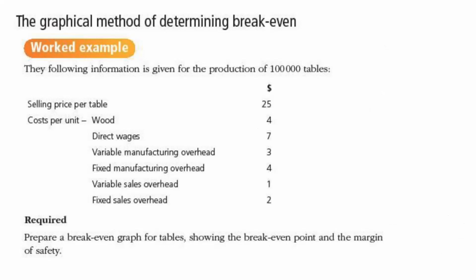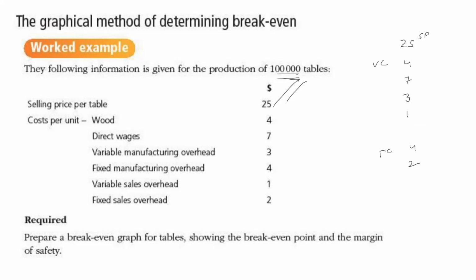And the following information is given for production of 1 lakh tables. So everything, if you multiply by 1 lakh, you will get the total. Okay. So just remember this. 25 is the selling price. I'm just writing it for reference. Variable cost is 4 for wood, 7 for wages, 3 for manufacturing, and 1 for sales overhead. And the fixed cost would be 4 for manufacturing and 2 for sales.